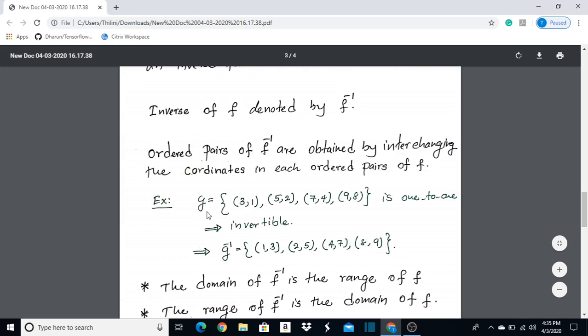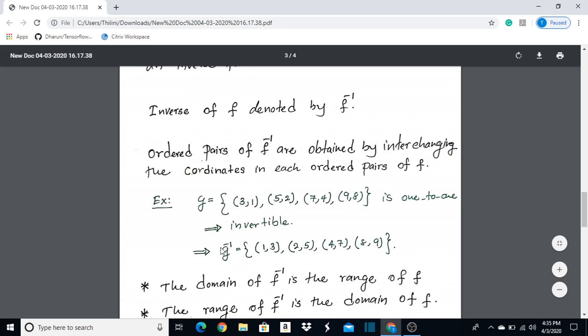Here we take a relation called g to be (3, 1), (5, 2), (7, 4), and (9, 8), like this. The first thing that we need to check is whether this is a one-to-one relation or not, a one-to-one function or not. Here you can see that the inputs are 3, 5, 7, 9, but we do not have the same output in any of these pairs. So that means this is a one-to-one function. You can check it. So that means this g function is an invertible function. That means we can make an inverse function.